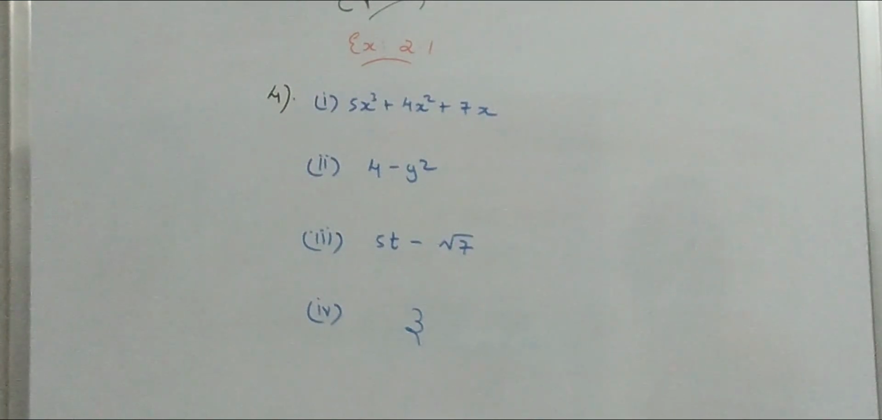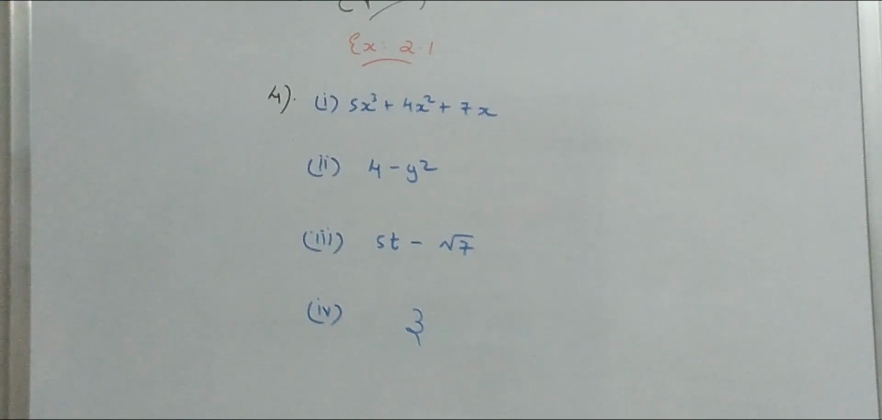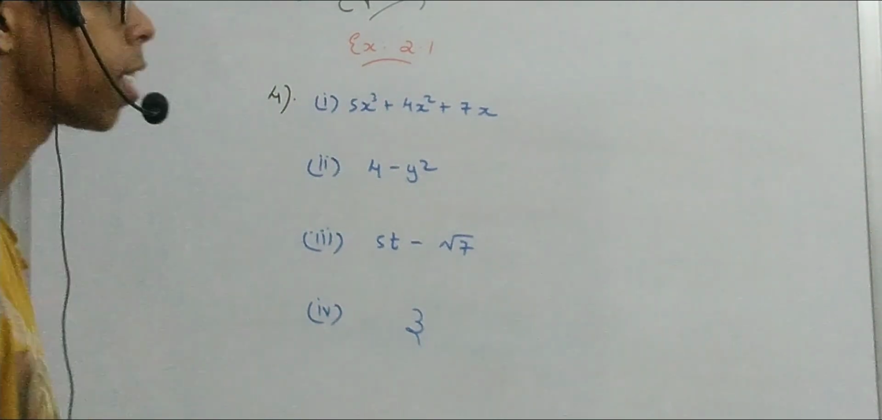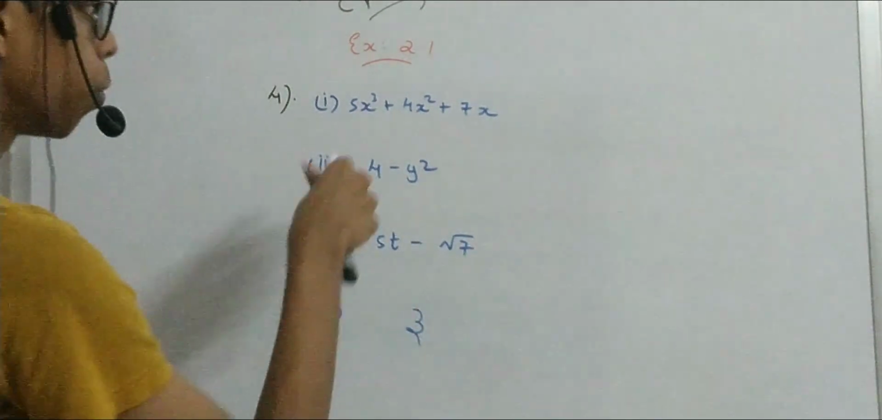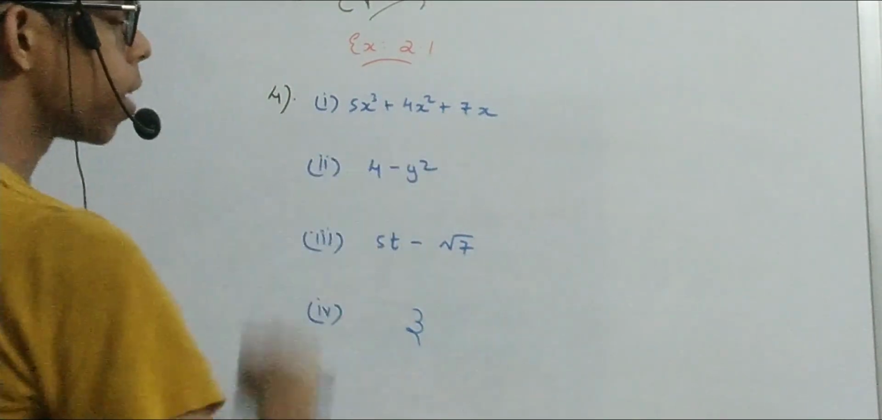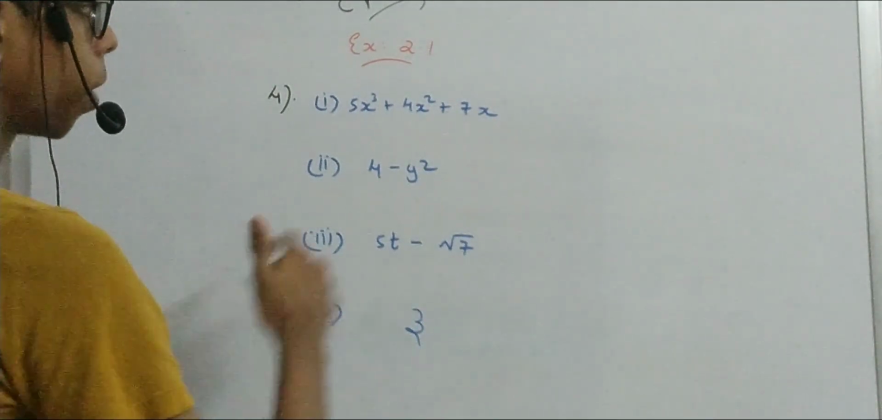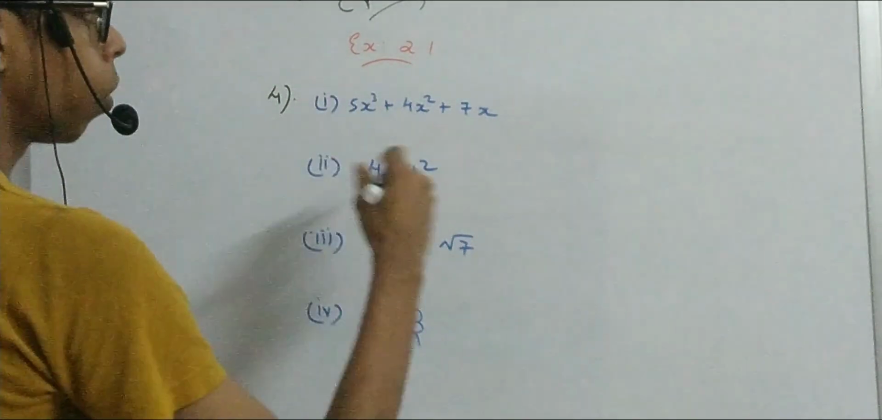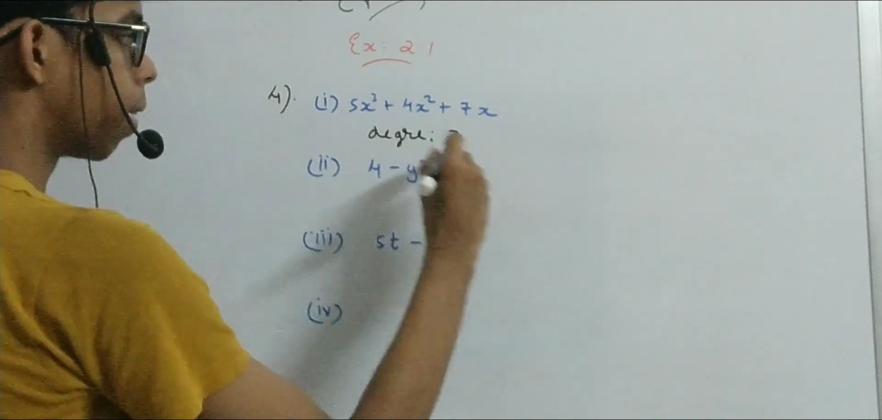Okay, so our fourth question is, write the degree of each of the following polynomials. Here you are being given a few polynomials and you have been asked to find the degree. So what do we mean by degree? Degree means the highest power of the variable term. So if you see 5x cube plus 4x square plus 7x, which is the highest power present over here? It is definitely 3. So the degree of this polynomial is 3.